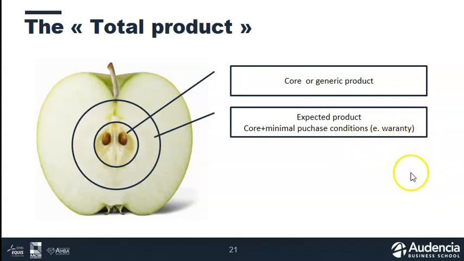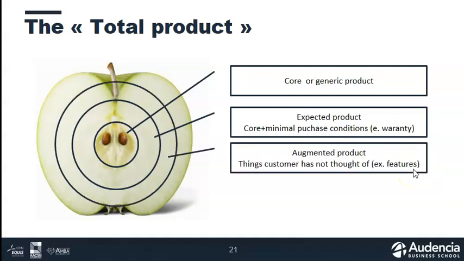I expect that my phone has a warranty. I expect that if it doesn't work, I can take it back. I expect I can put a SIM card in it, and maybe some other things. If we go beyond the expected product, then we start to maybe differentiate our offer. We go into what's called the augmented product. Things that the customer has not thought of. These are features that allow us to be different than the competitor.